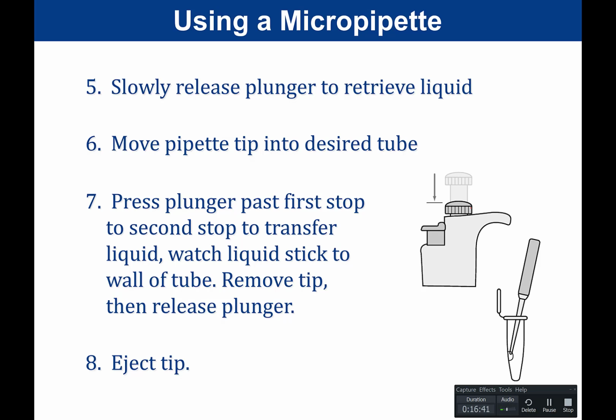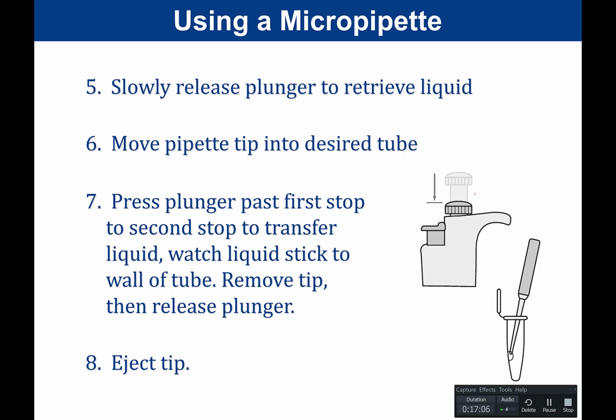Now, I don't want to just let go of my thumb from holding that plunger down because if I do that, it's going to slosh liquid into the barrel of the pipette, which I don't want to do. So I would just slowly release my thumb and the liquid would get drawn up into the tip. Then I would move my pipette tip into my desired tube.